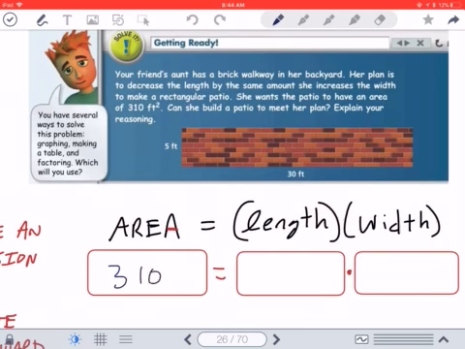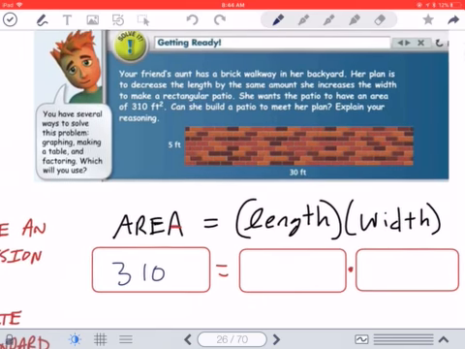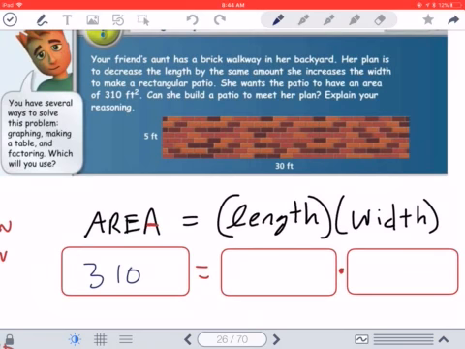Okay, so this is going to be 310. We can write feet squared if we want to. I'm just going to leave that off. And we want to decrease the length. Okay, so she wants to decrease the length by the same amount she increases the width. So the length is 30. So it's going to be 30 minus x. And the width, you're going to take that and you're going to add it. So this is going to be 5 plus x.